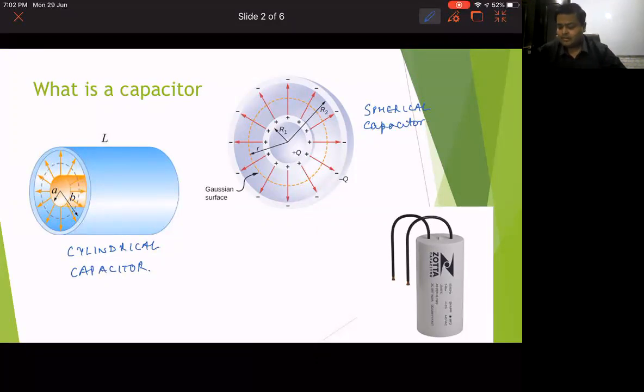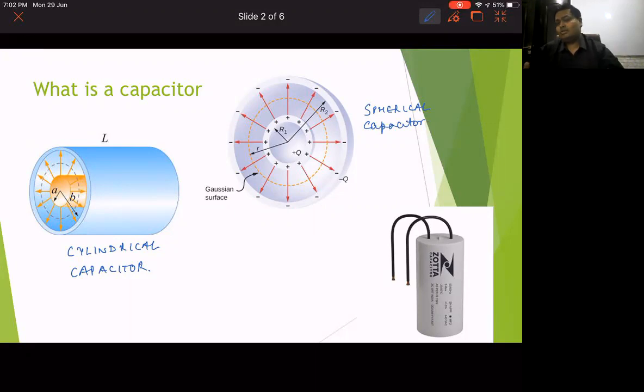What's on the right side, which you can see in the image? This is a motor capacitor. You can see this kind of capacitor fitted into your motor as a starter capacitor. It is used for starting that particular motor. It is the most common kind of capacitor which you can see around you.